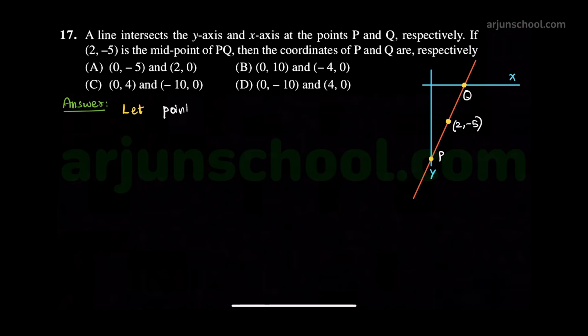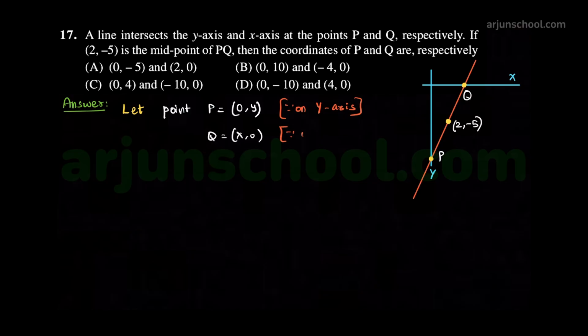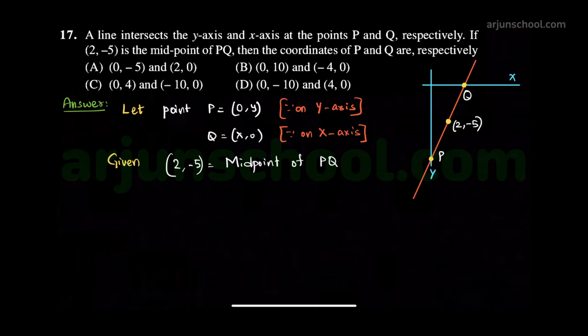Let the point P be (0, y). We have taken the x coordinate as 0 because the point P is on the y-axis. And let us take Q as (x, 0) since the point is on the x-axis. We are given that (2, -5) is the midpoint of the line joining P and Q.